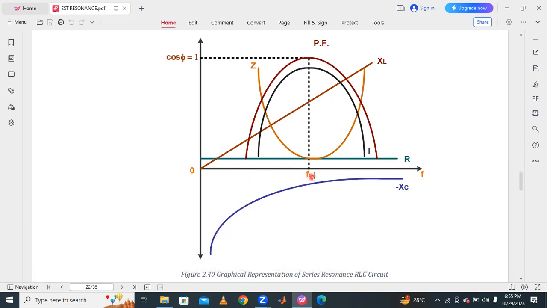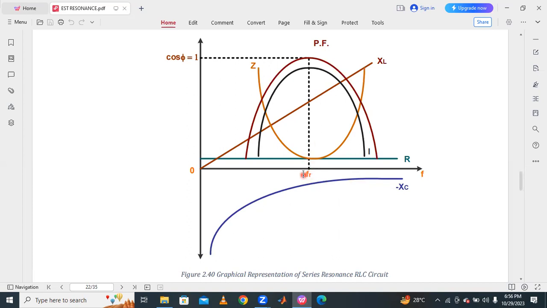And then above resonance frequency, Fr less than F, in this region XC is very less, but XL is more, very high. Inductive reactance is more dominating compared to the capacitor. That's why the inductor is dominating, and we get a lagging power factor above resonance frequency. At resonance, we get unity power factor because of only resistance, the copper resistance.